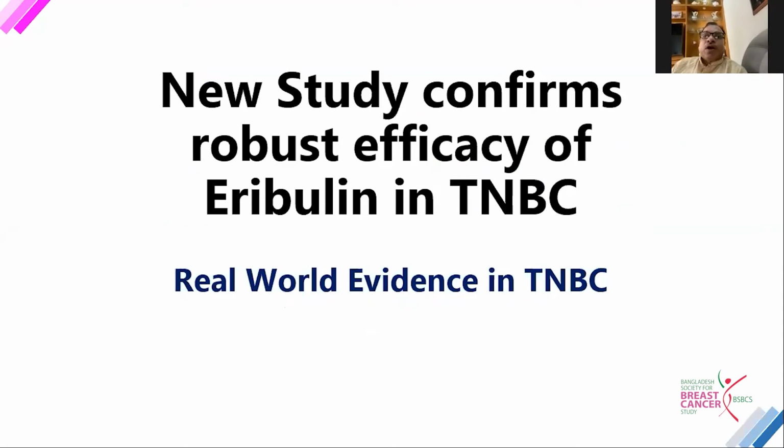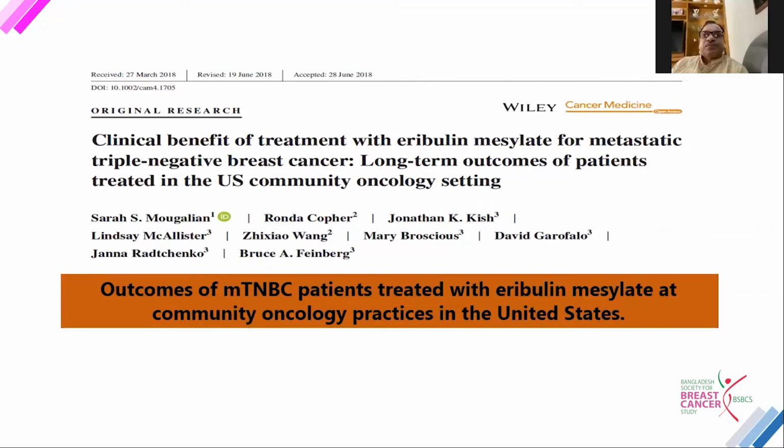So, the real-world evidence in triple-negative breast cancers: a new study confirms the robust efficacy of eribulin in triple-negative breast cancers. It is published in Cancer Medicine: the clinical benefit of treatment with eribulin mesylate for metastatic triple-negative breast cancers, long-term outcomes of patients treated in US community oncology settings. Outcomes of metastatic triple-negative breast cancer patients treated with eribulin mesylate at community oncology practices in the United States.